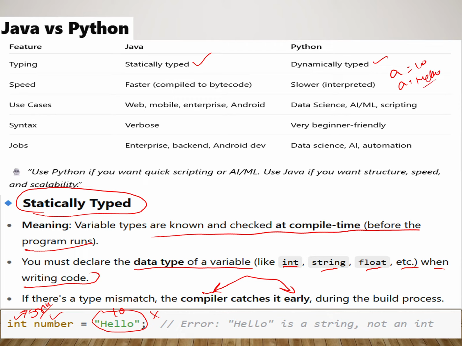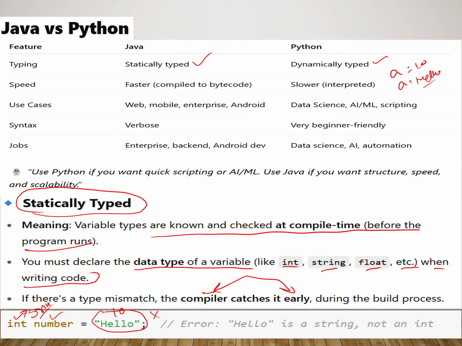Java is much faster comparatively to Python. Java is used for web, mobile, enterprise and Android applications. Python is used in data science, AI, ML and scripting. Syntax: Java is verbose and Python is very beginner friendly.